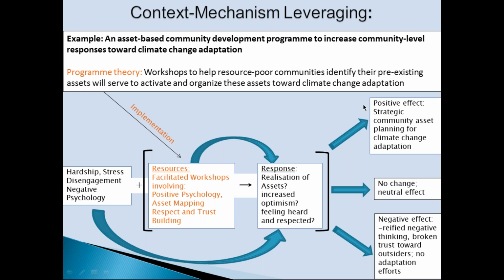So there's perhaps strategic community asset planning for climate change adaptation. So in the best case scenario, the resources overcame any barriers, psychological barriers from resource poverty and hardship from that. It overcame that and moved straight into adaptation planning, strategic planning, which would be the outcome of interest. There could be no change, or it could be a neutral effect. So it wasn't negative per se. There was no damage done, but there was also no benefit.